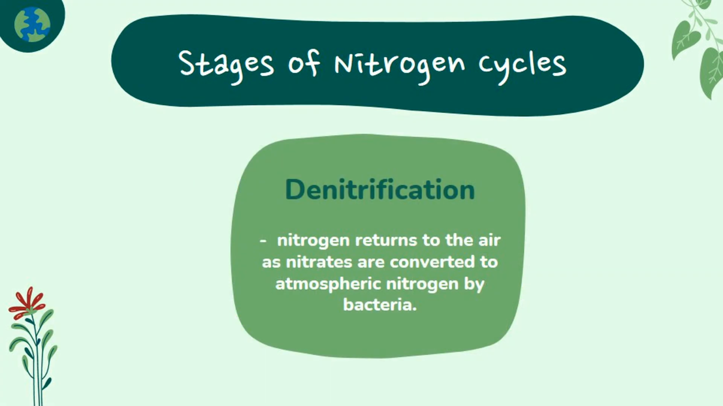In the third stage of the nitrogen cycle, nitrogen returns to the air as nitrates are converted to atmospheric nitrogen by bacteria through the process we call denitrification. This results in an overall loss of nitrogen from soils as the gaseous form of nitrogen moves into the atmosphere.